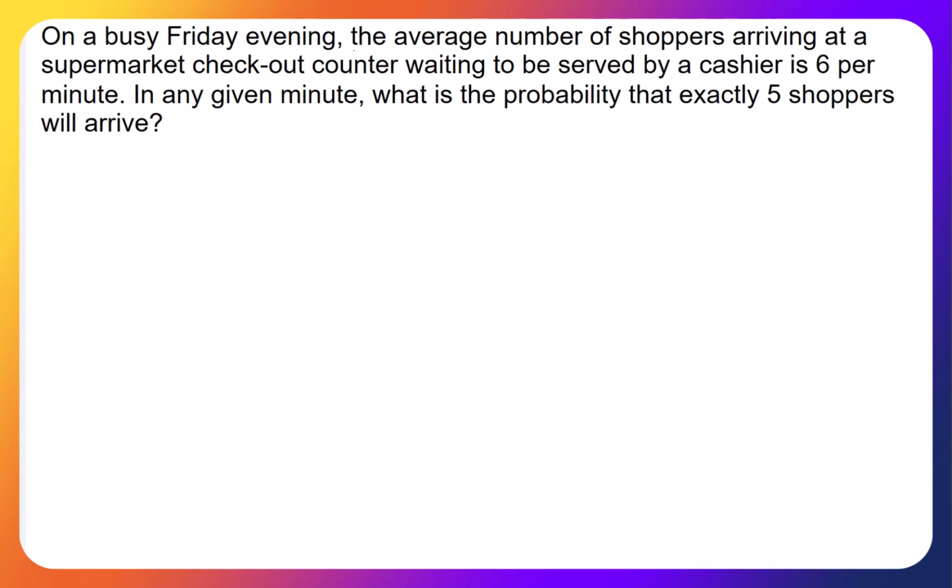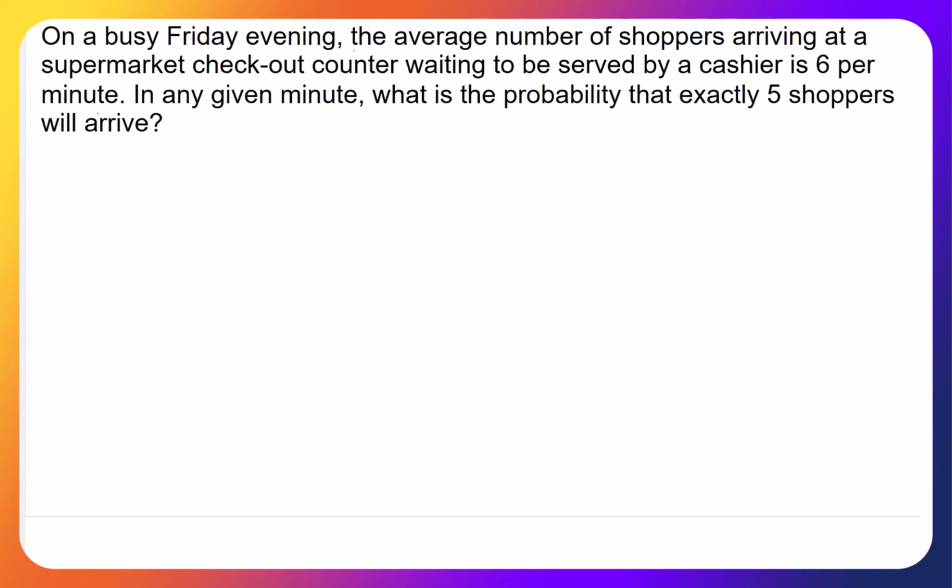In this example, we're going to look at a busy Friday evening at a supermarket. We're looking at their checkout and how many people are waiting to get served. So there's an average of 6 customers per minute who are arriving and waiting to be served by a cashier. And what we want to know is during any given minute, what is the probability that exactly 5 shoppers arrive? Let's also assume that the number who arrive follows a Poisson distribution. Okay, if that's the case, then let's go solve it using our Poisson formula.